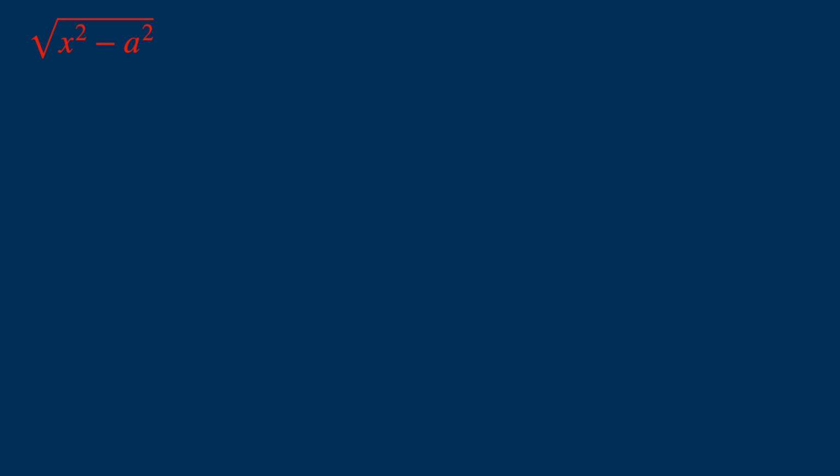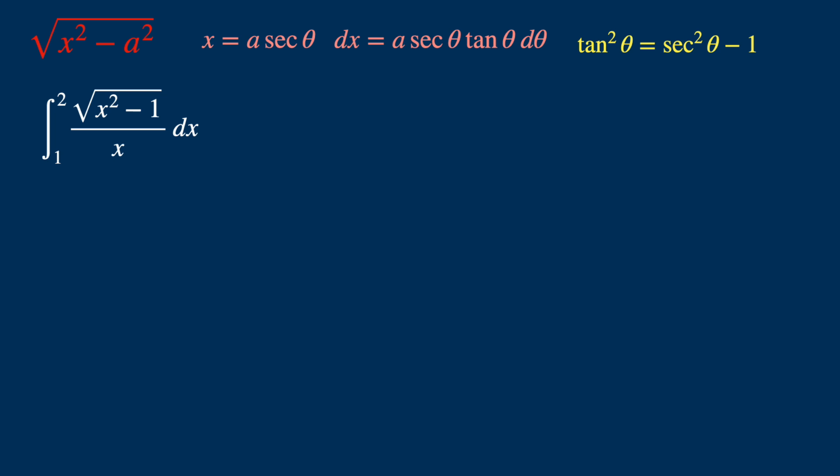Let's do the last trigonometric substitution. Look at this one. This one is the square root of x squared minus a squared. In that case, we're going to use the trig substitution x equals a secant theta, dx is a secant theta tangent theta d theta, and then we're going to use tangent squared theta equals secant squared theta minus 1. So let's have this example, guys, okay? We're going to do the integral of 1 over 2 square root of x squared minus 1 over x dx.